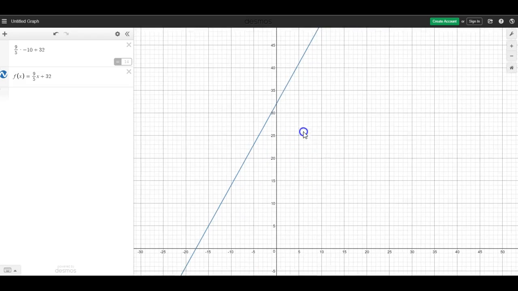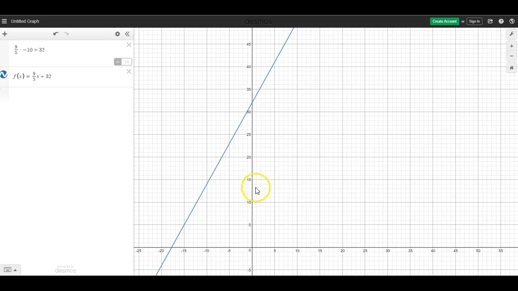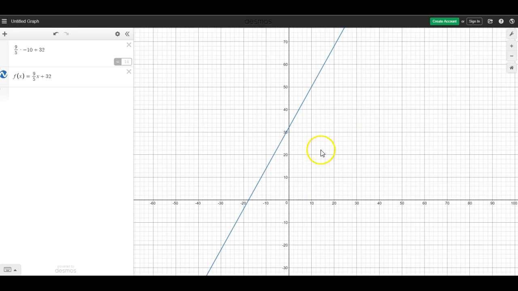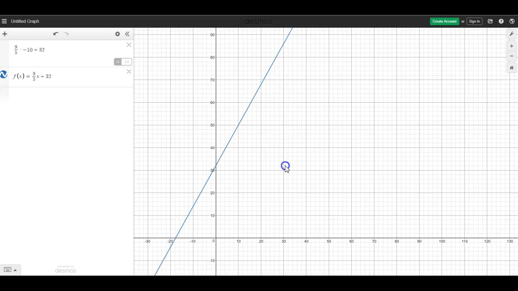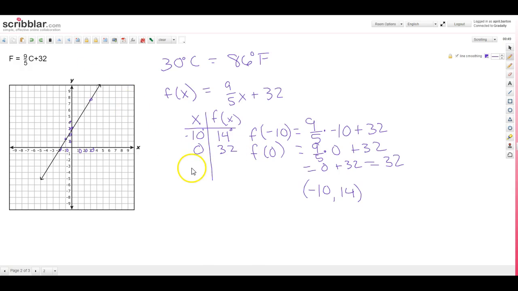My graph is kind of weird. I'm going to drag it around so you can see it a little bit better. This one's going by 5s instead of by 10s. We could zoom out and try and get it to 10s like this so it matches our graph a little bit better. And we'll see at 30 degrees, we're actually up to 86. So our graph by hand was not as accurate as a graph by a computer. But if you did need to know an exact temperature, you could keep plugging it in. We can predict any temperature from Celsius to its temperature in Fahrenheit.